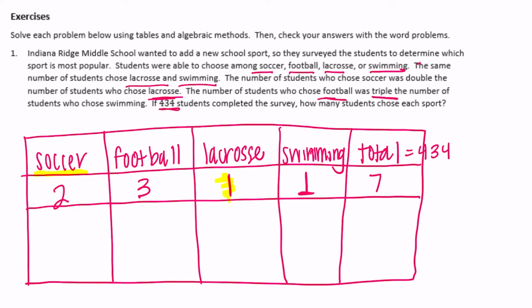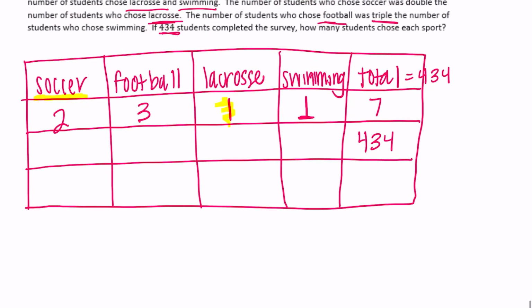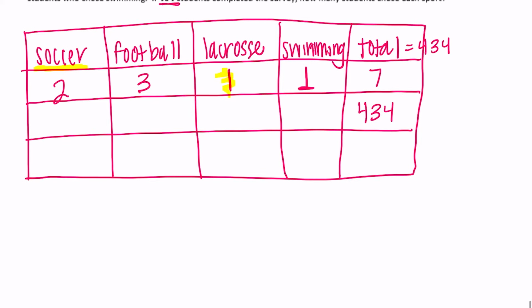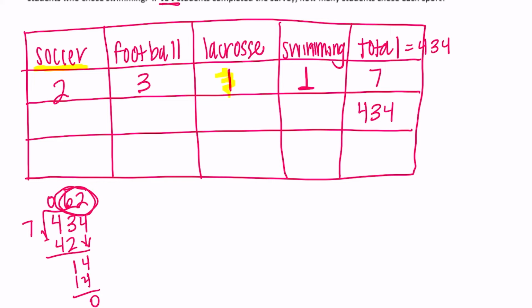So if we can break all of these into equal parts, we can find the number of students for each one. Let's find what one part would be. Let's do 434 and divide it into 7 equal parts. 7 can't go into 4, but it goes into 43 6 times, because 6 times 7 is 42. If we subtract, we get 1, bring down the 4. 7 goes into 14 twice, no remainder. So each part is equal to 62 students. And since swimming and lacrosse are one part, 62 students chose swimming, and 62 students chose lacrosse.